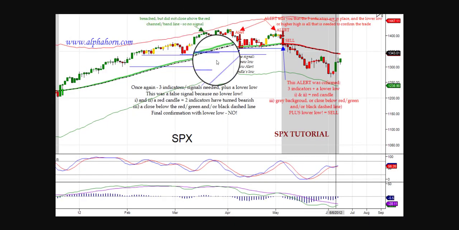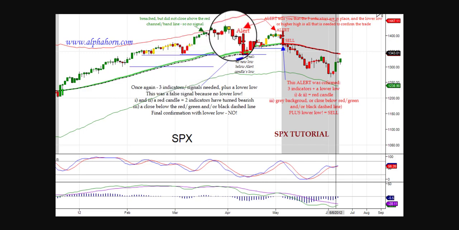All good things must come to an end, and so did that rally finally as we went through March and into April before we once again had another alert. Here in this case, 3 indicators. We have the 2 indicators on the red candle, but instead of having a gray background, we actually had a close below the red-green indicators. You can see the color of the red-green indicator went from green to red right here.